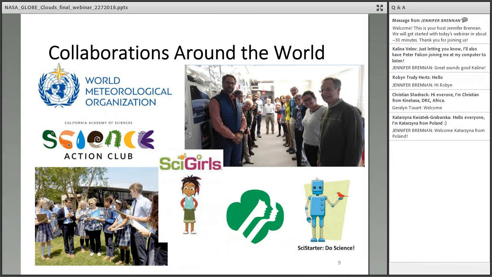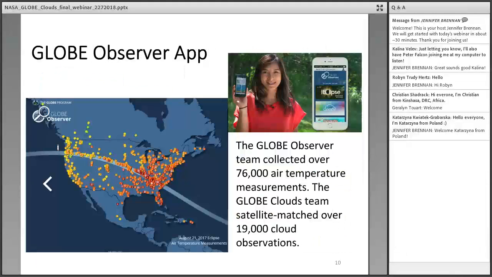Now we have collaborations from all around the world, and this still includes teachers and students, but it also includes professors in research, but also in education. It also involves professional organizations, after-school and out-of-school time programs as well. Now the GLOBE Observer app, which started not too long ago, has been very successful, and has allowed us to reach out to now the general public.